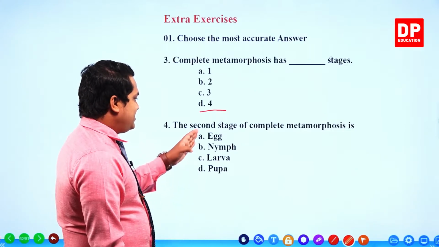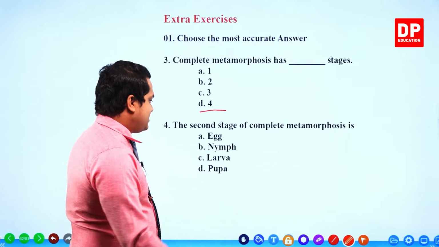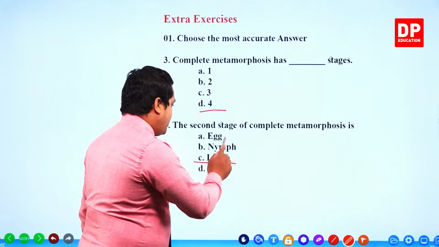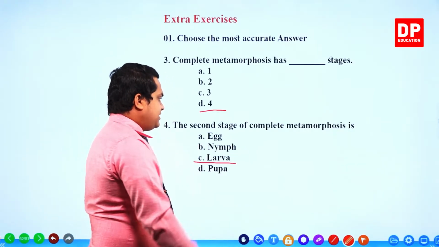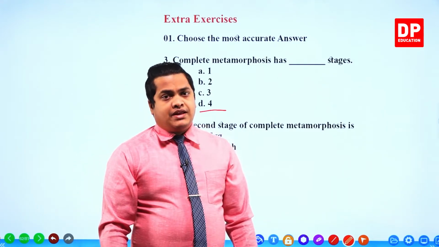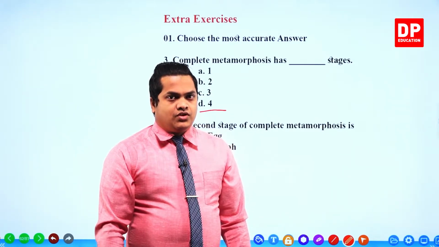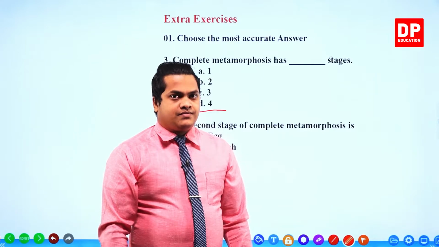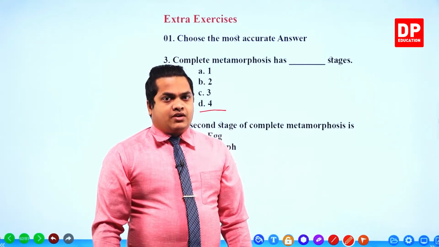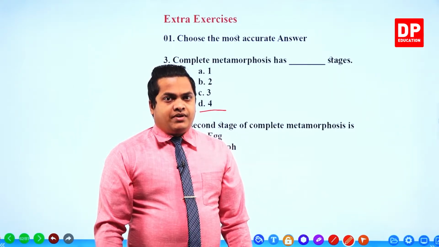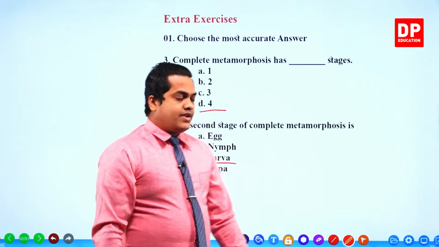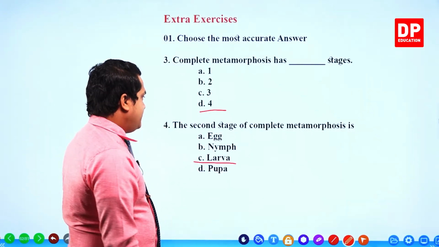So first stage is the egg. Second stage is called larva. Not nymph. Nymph is the second stage of incomplete metamorphosis. Okay, incomplete metamorphosis. So it's asking about the complete metamorphosis. So the complete metamorphosis, right? The answer should be larva.